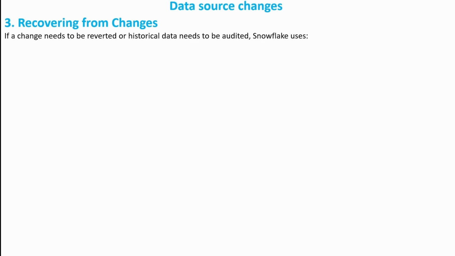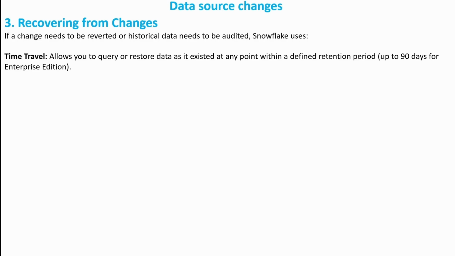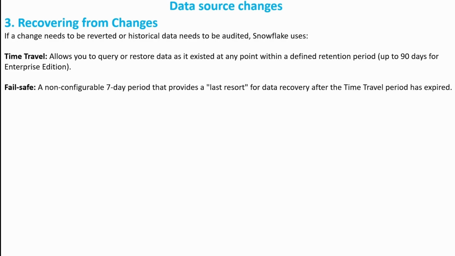Third one is recovering from changes. If a change needs to be reverted or historical data needs to be audited, Snowflake uses time travel, and this is also something we had covered: how you can restore your data at a specific timestamp using time travel. And second is fail safe. This is a non-configurable 7-day period where you request Snowflake support to retrieve your data, and they charge you based on the data size.